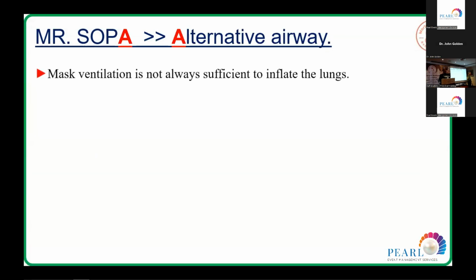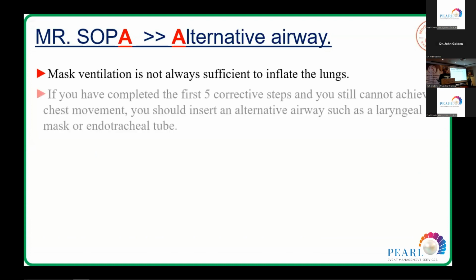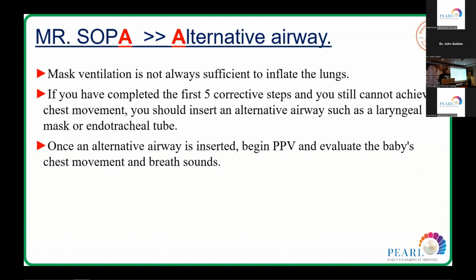Alternative airway. Mask ventilation is not always sufficient to inflate the lung. If you have completed the 5 corrective steps and you still cannot achieve chest movement, you should insert an alternative airway such as a laryngeal mask or endotracheal tube. Once the alternative airway is inserted, begin PPV and evaluate the baby's chest movement and the breath sounds.